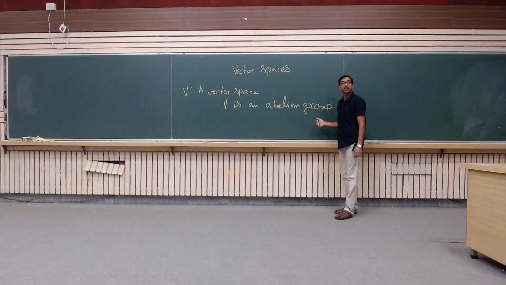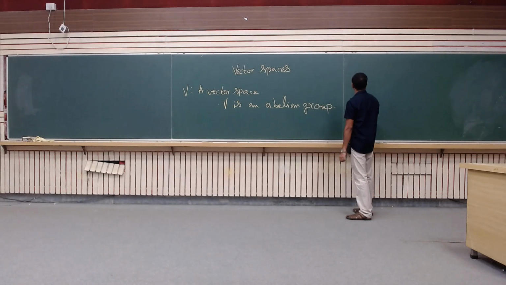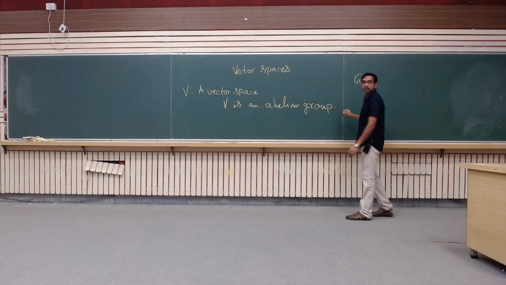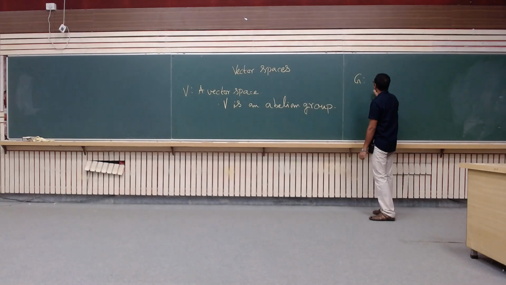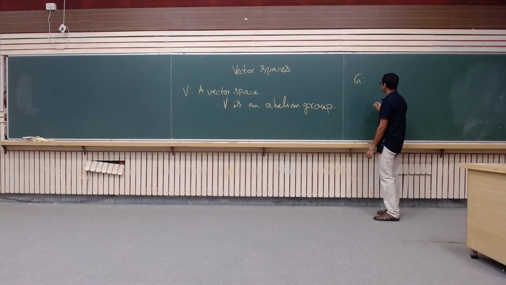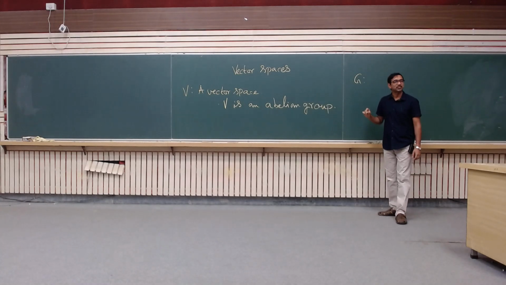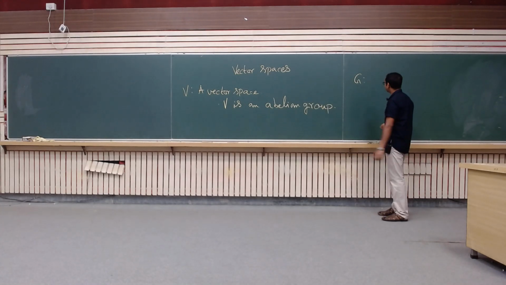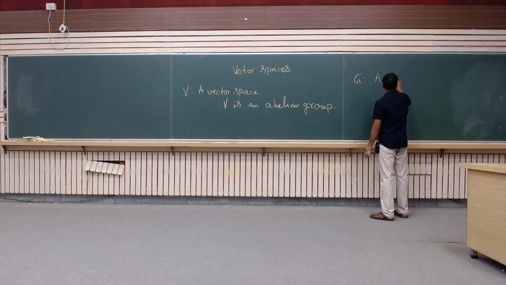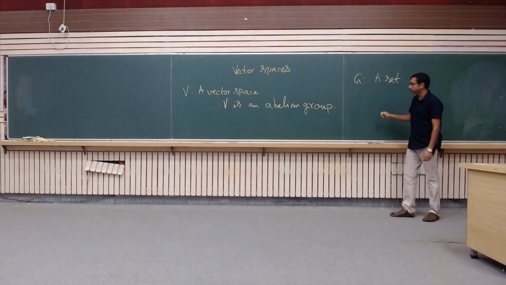V is an abelian group if, let's define what a group G is. So it should satisfy three properties. Actually, you know what a set is, right? Yes, sir. Okay. So suppose G is a set. A set with three properties.